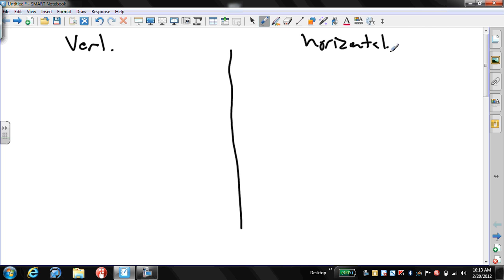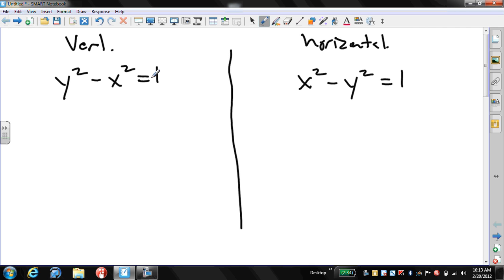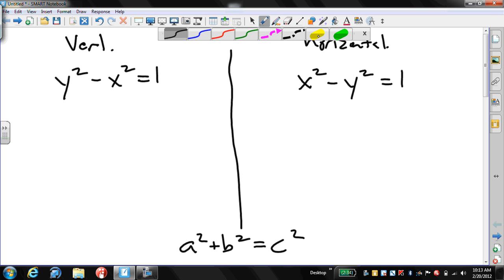And again, for horizontal, what we're looking for is an x squared minus a y squared equals 1, whereas vertical is the exact opposite: y squared minus x squared equals 1. Now, another thing that a lot of students get backwards is when you compare to the a, b, and c values. For both cases, we're going to have a squared plus b squared equals c squared.